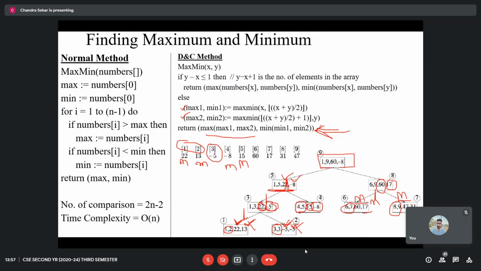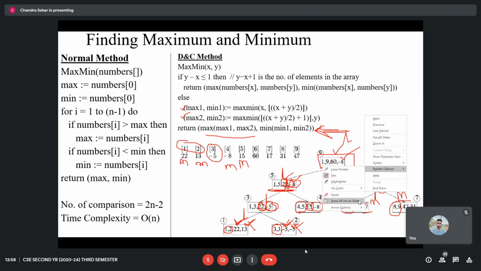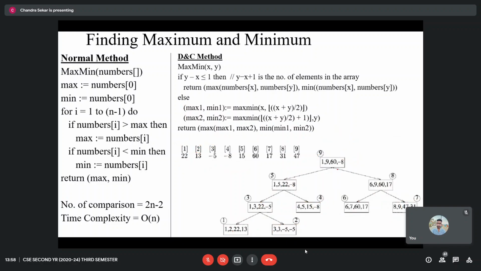Now this again has to execute this return value. So this value will be written here. That is, among 22 and 60, the maximum will be written here. And among minus 8 and 17, the smallest value will be written as the min value. So finally, after the algorithm terminates, it will return 60 as the max value and minus 8 as the min value.